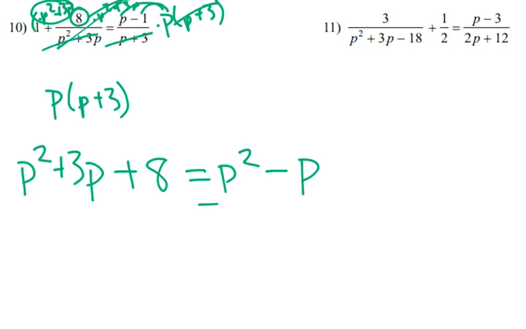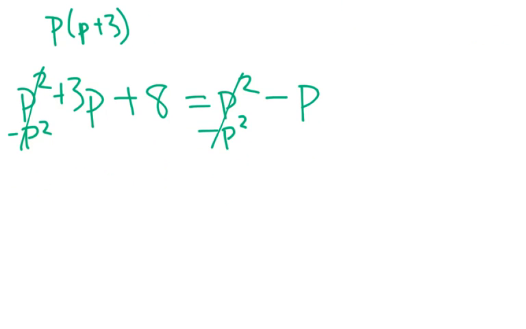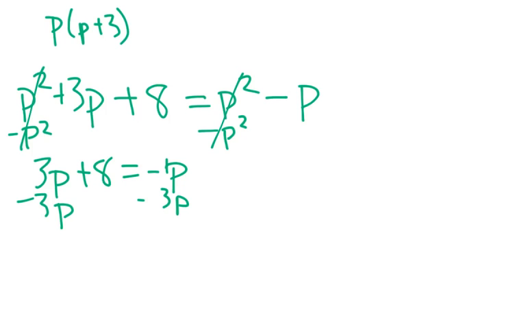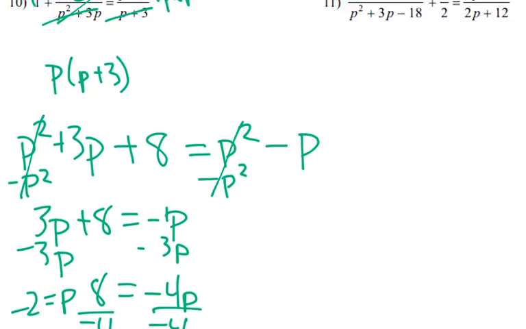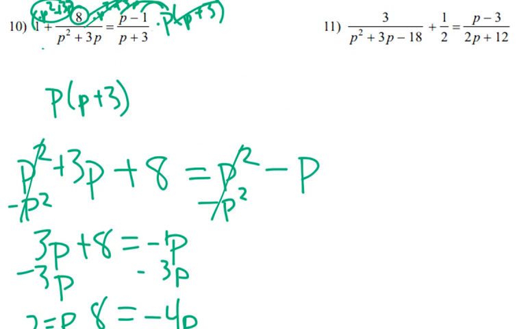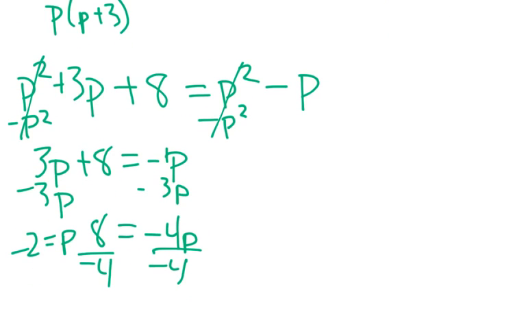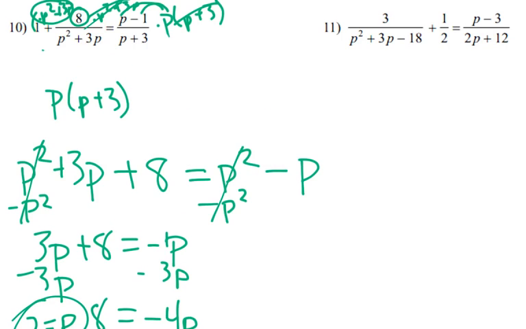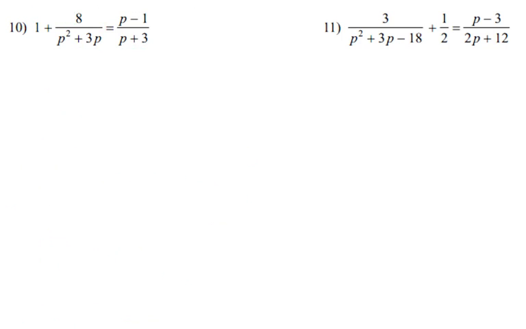Then we can simplify. Subtract p squared from both sides. That would cancel those out, which is what we like to see. So we'd have 3p plus 8 equals negative p. Subtract 3p. And we get negative 4p equals 8. Divide by negative 4. And we get negative 2 equals p. Okay? And there's our answer. Because if we plug it in for either of those, we're not going to end up at 0, so it's our real correct answer. Alright, now let's take a look at 11.